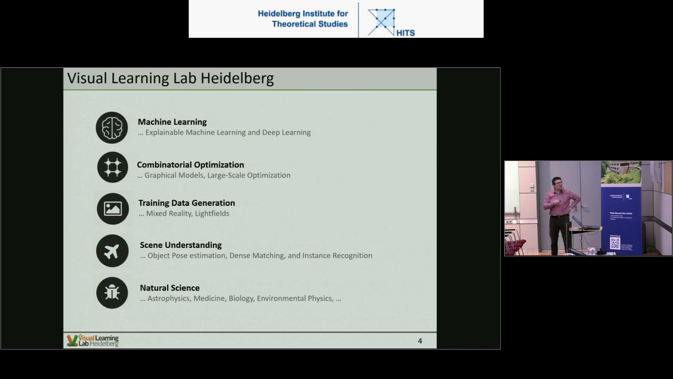On the application side, we do a lot on scene understanding. That's more standard computer vision. And what's new is what we're pushing a lot, and what's also very prominent in the talk here, is to use machine learning, explainable machine learning, and other techniques for natural science. That's what we are very interested in at Heidelberg. This is a great platform here to dive into all sorts of natural science and life science. We currently have ongoing collaborations with astrophysics and medicine, which I will talk about today.